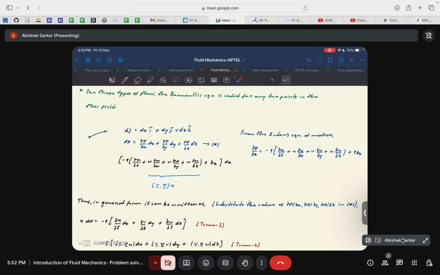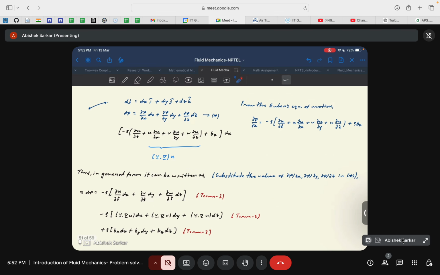Now from Euler's equation of motion along the x direction, we can write something like dP by dx is equal to minus of rho times dou u by dou t plus u dou u by dou x plus v dou u by dou y plus w dou u by dou z, plus rho bx. You can easily do it. It is just a manipulation of the terms. We have very slightly manipulated the equation, so you can easily find out how we did it. I don't think there should be any kind of challenge in finding this form.